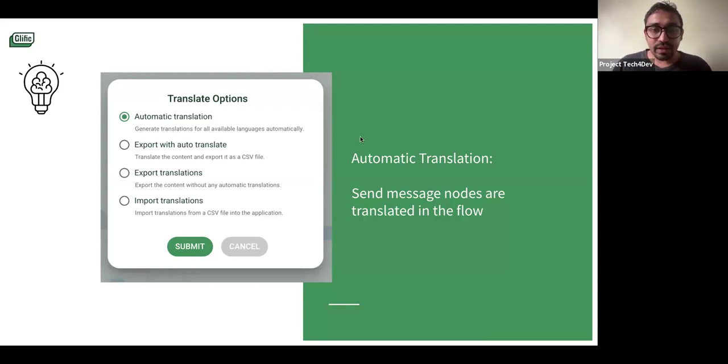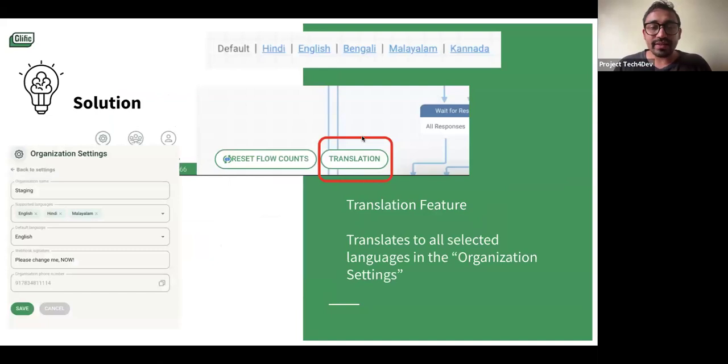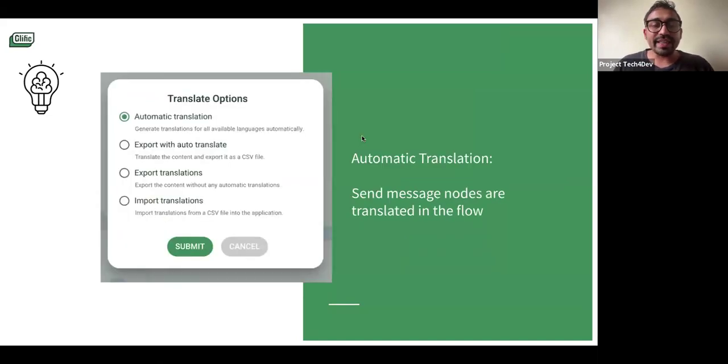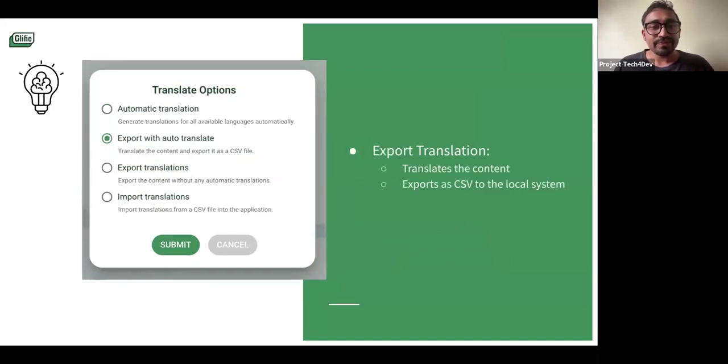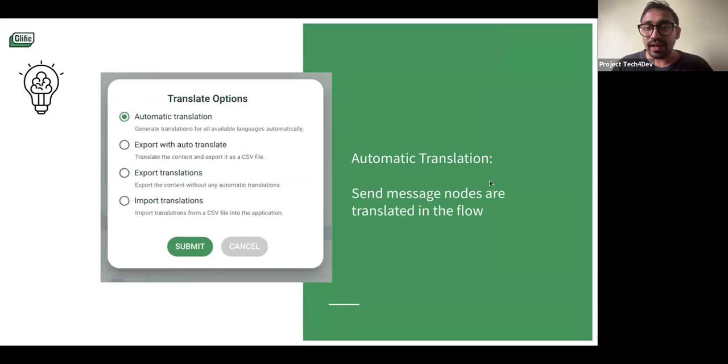This is what will happen if you click translate: you will get these four options: automatic translation, export with auto translate, export translations, and import translations. What will happen if you click automatic translation and click submit? All the nodes in the given flow will get translated to whatever language you have selected. So in the send message node, whatever content is there will get translated.